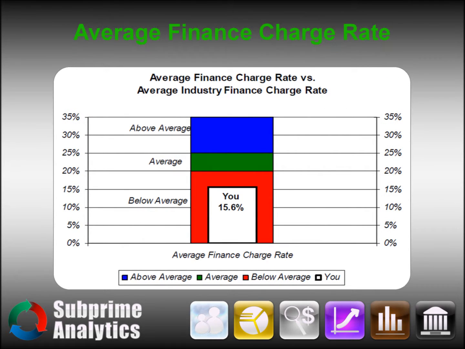Your average finance charge is important because that determines in part the yield on your portfolio and how much profit you're making. Is your finance charge competitive? Is it above or below industry standards?